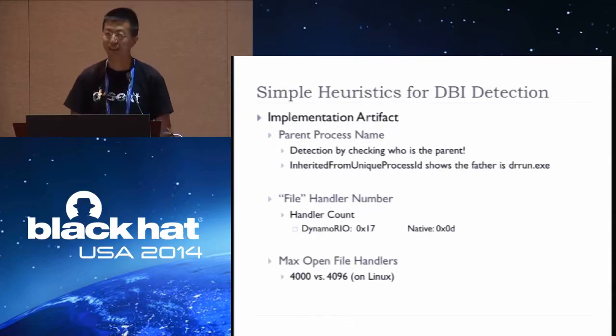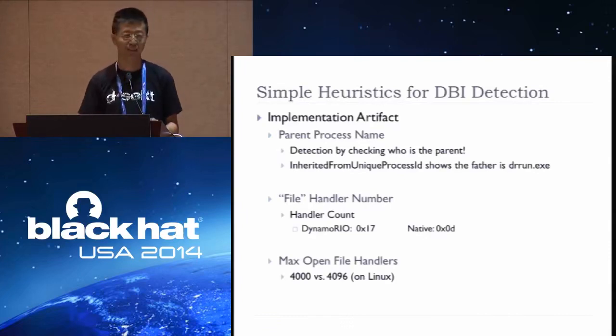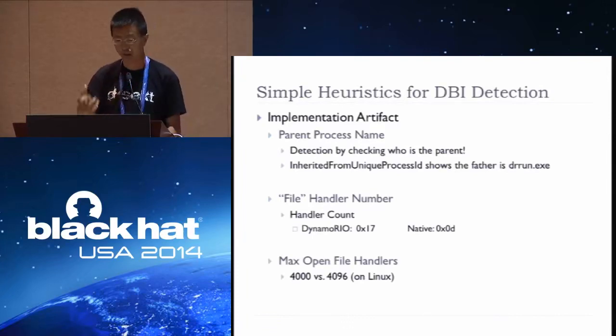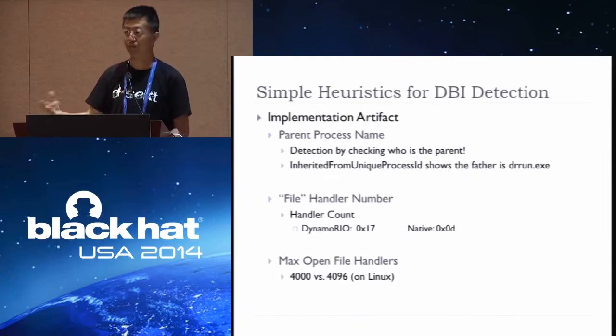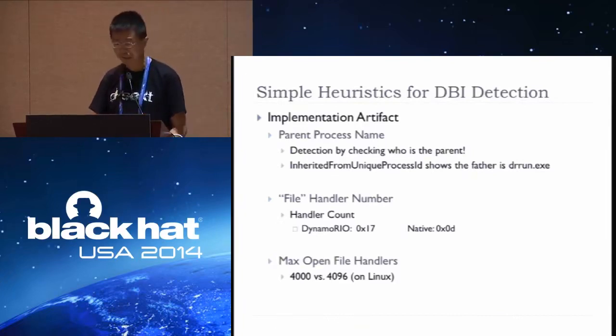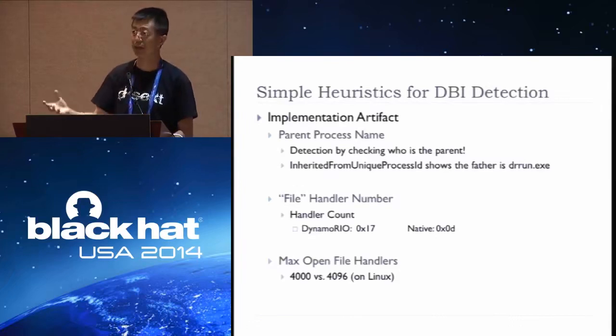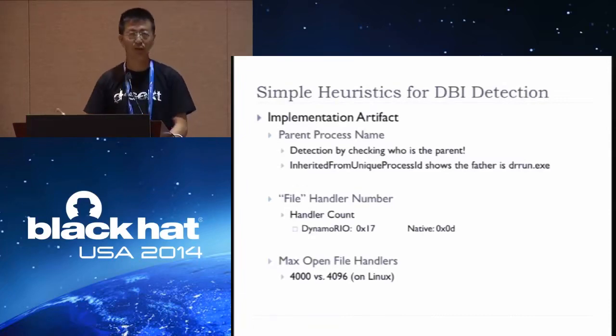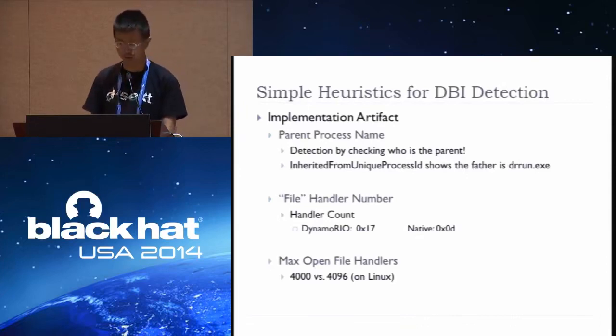That's the easy one. If you look at, for example, the first file handle you get, because DynamoRIO also has to use some resources, in our program under DynamoRIO we got 0x17 as the first handle. And if you run this native code on the native system, then you get a smaller number. Similarly, when we run a program on Linux, we try to check the maximum number of open file handles. Typically, you would imagine a number like 1024, or 4096, which is a power of 2. Well, DynamoRIO gave a weird number like 4,000. So all those are clues.